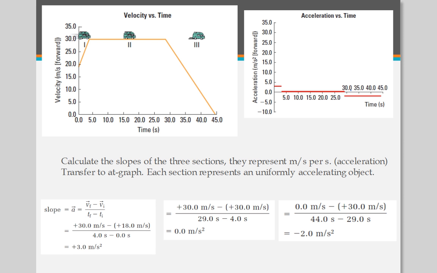Calculate the slopes of the three sections. They represent meters per second per second. In other words, acceleration. So these are all done for us. We just have to do a quick scan. Let's do the first section. First of all, what does this formula represent? My pointer, what is that saying? This is the slope equation, right? y2 take away y1, x2 take away x1.